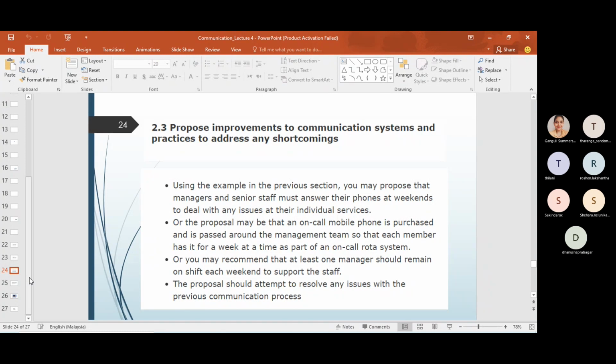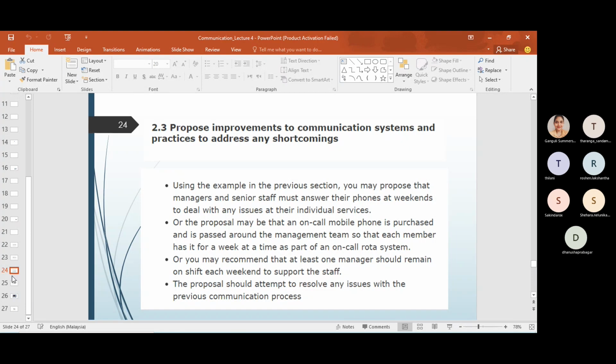Or else you can make another recommendation. You can propose that at least one manager should remain on shift each weekend to support the staff. Okay, so you can recommend that at least one shift manager should be there during the weekend to support the staff, to avoid the issue mentioned earlier.